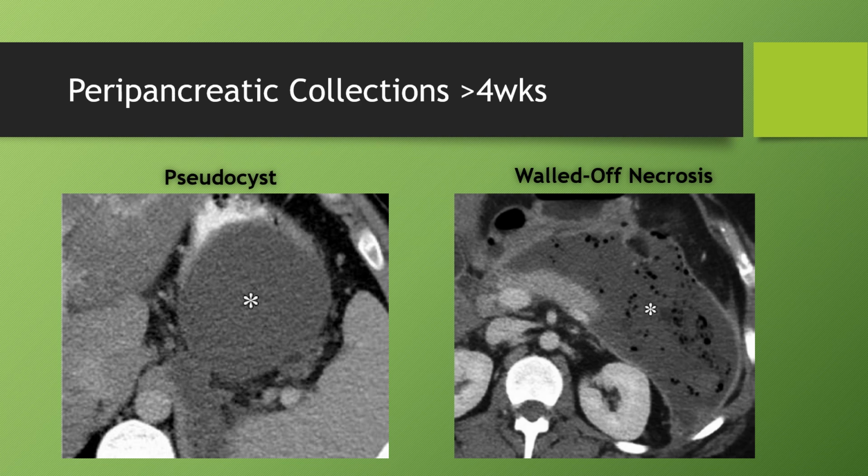After 4 weeks, if we had interstitial edematous pancreatitis, we're going to get a pseudocyst. Again, very simple water density like you see in this first image, very well circumscribed. And then walled-off necrosis, again, will be more heterogeneous. It's going to have more densities in it, and it's going to look dirtier.